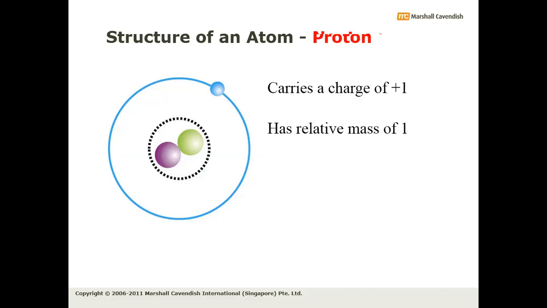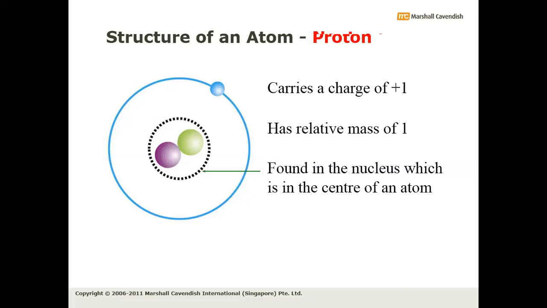Protons carry a charge of plus 1. Again, it is a relative charge. The value of the charge is the same as that of the electron, and it is not given in the data booklet, but it is assumed that you should know. That is, the charge on an electron is minus 1.60 into 10 to the power minus 19 coulomb. Then the charge on a proton is plus 1.60 into 10 to the power minus 19 coulomb.